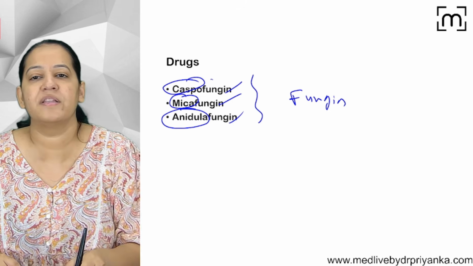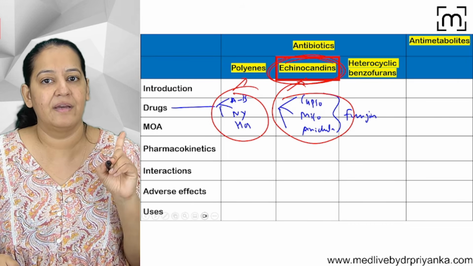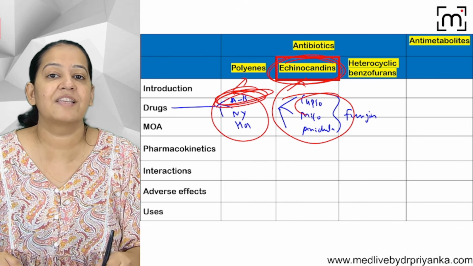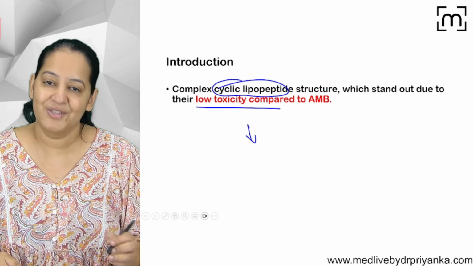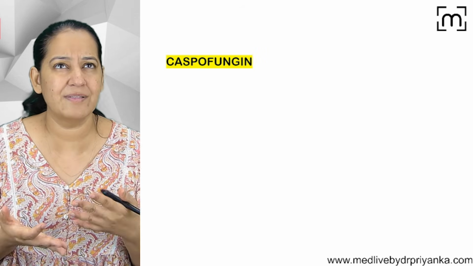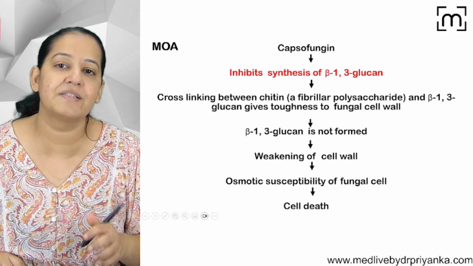Okay, most important among them is Caspofungin, the prototype. In polyenes, the prototype was Amphotericin B. Here, the prototype drug is Caspofungin in Echinocandins. So we will discuss the prototype drug. Among the non-prototype drugs, I will tell you 2-3 lines, but mainly we will discuss the prototype drug. So Caspofungin is the main drug here.